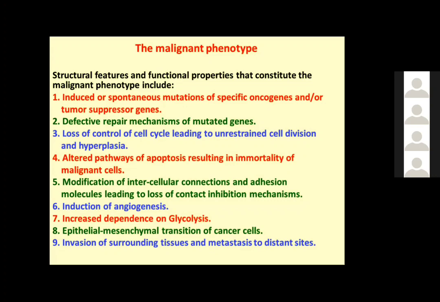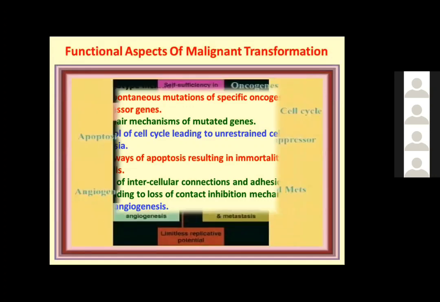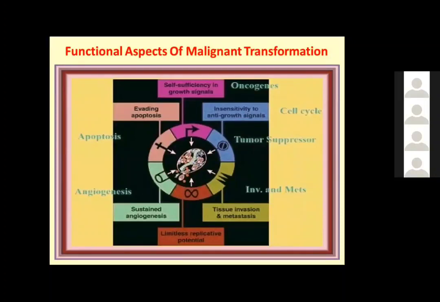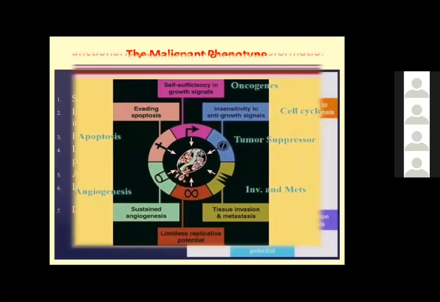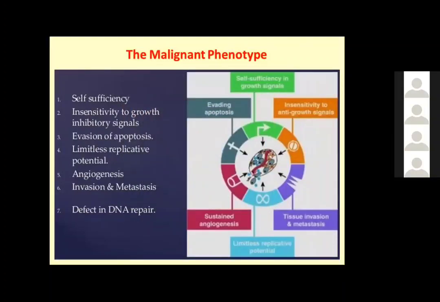Epithelial and mesenchymal transition of cancer cells. This is due to genome instability affecting genes, because the difference between epithelial and mesenchymal is genes inactive here, active here, or vice versa, and invasion of surrounding tissues and metastasis to distant sites. The functional aspects: we said affection of cell cycle, of apoptosis, angiogenesis, invasion and metastasis, and the malignant phenotype as we said, they are characteristics of the malignant phenotype of malignant cell.